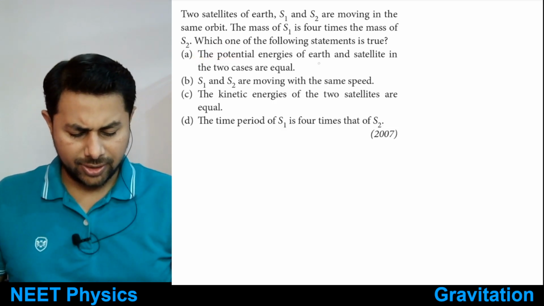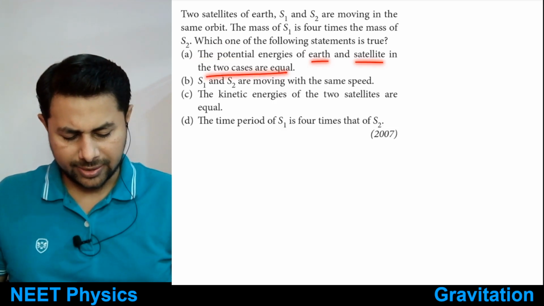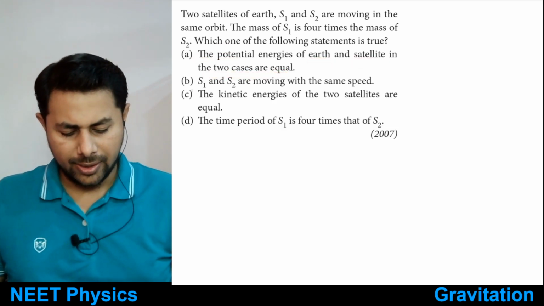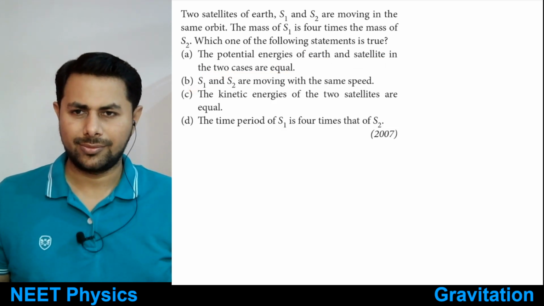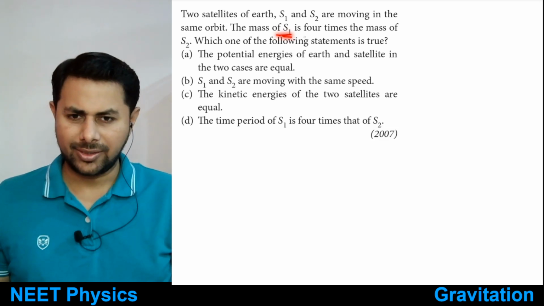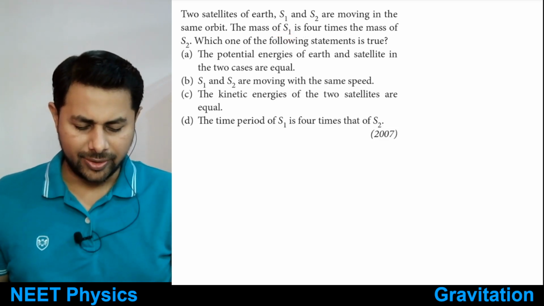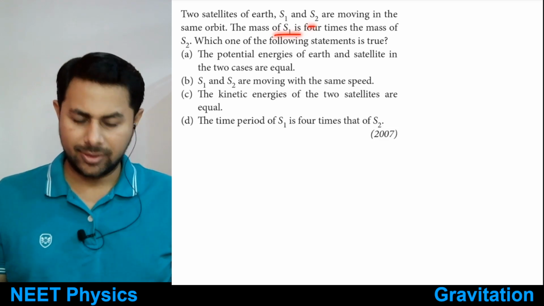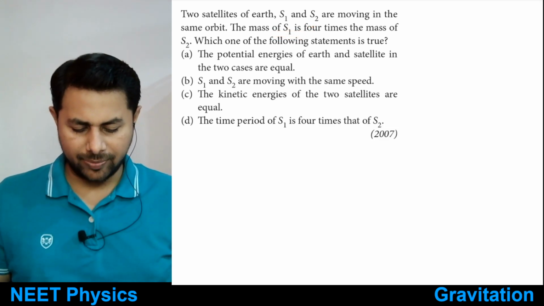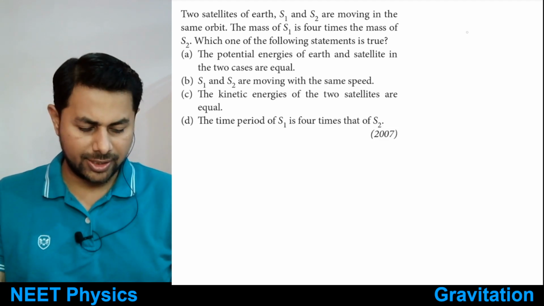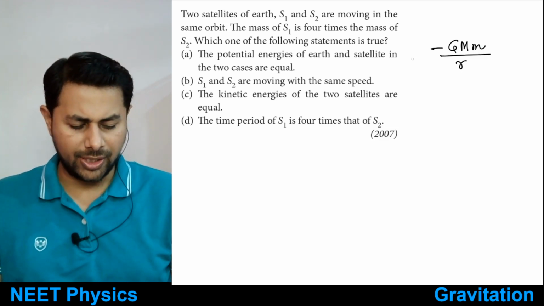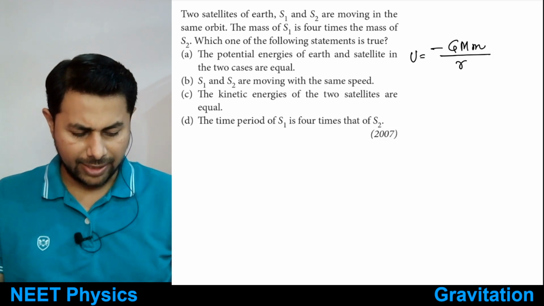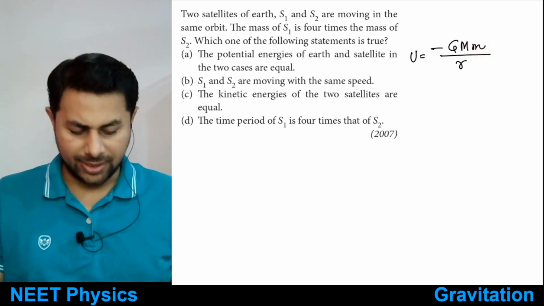The potential energies of Earth and satellite in the two cases are equal. Okay, are they equal? Two satellites, they have different masses? No, they are not equal. Very good. Okay, the mass of S1 is 4 times that of the mass of S2. What is the potential energy of a satellite? It is minus GMm divided by r. This is potential energy, right? If the mass of the satellite changes, potential energy changes.